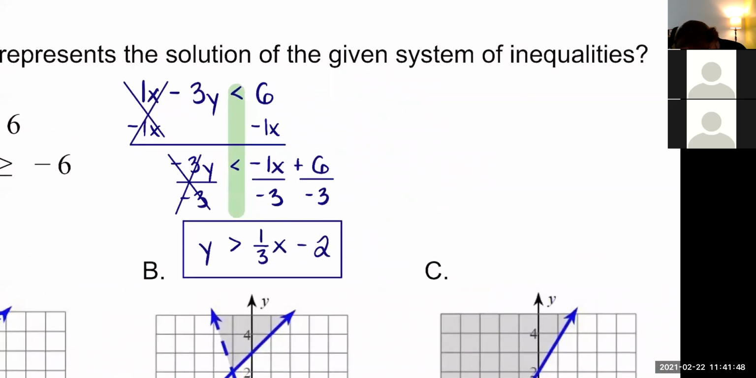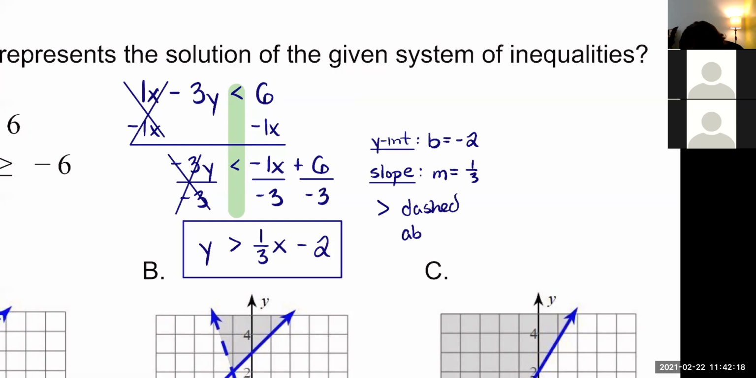So for this first inequality, we now know the 4 following bits of information. The y-intercept is -2, the slope is 1/3. And according to the inequality symbol, it's going to be a dashed line for which we will shade above.